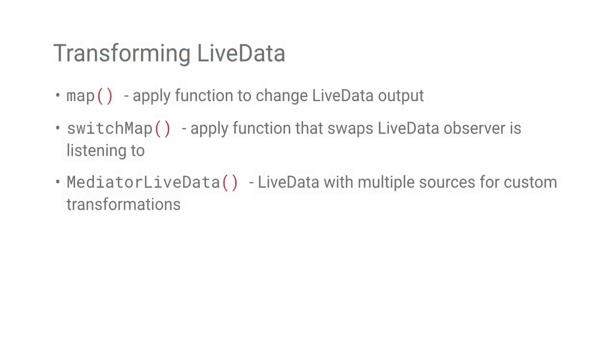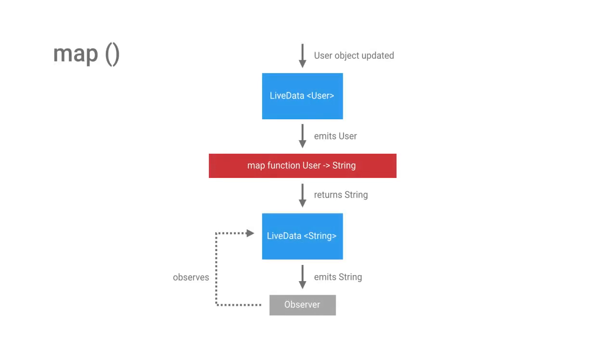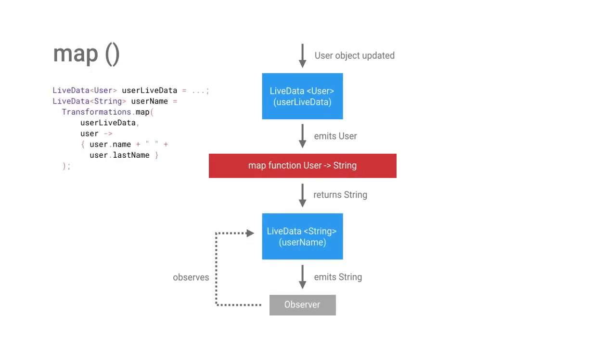As your LiveData expertise increases, you might find that you need to manipulate your LiveData. You can use built-in transformations, or you can make your own. The built-in map transformation lets you apply a function to the output of one LiveData and then propagate the results downstream to another LiveData. In this example, whenever the user LiveData changes, username is notified, runs the map function, and then emits the resulting full name.